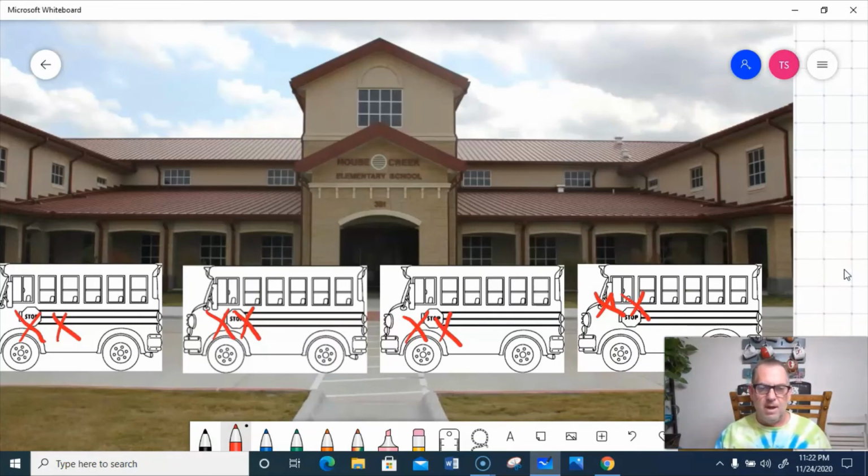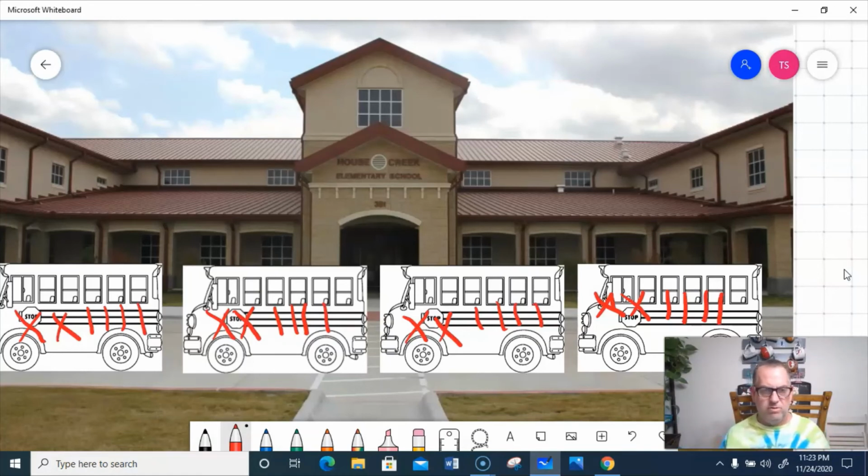So I'm going to go down to ones since I'm at 80. I basically only have 16 more students to put on the buses. So I'm going to start putting them in there by ones. So I'm at 80, 81, 82, 83, 84, 85, 86, 87, 88, 89, 90, 91, 92, 93, 94, 95, and 96.